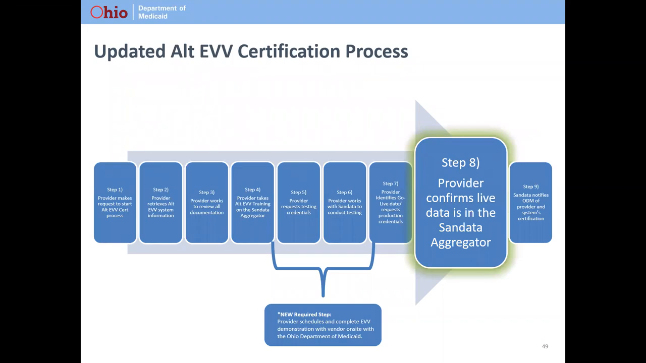Now there is a final step here before certification will be noted as complete and sent to ODM as complete, and it is step 8. It is one of the most important steps. Before a provider can be considered certified, after they go live, they must log into the SanData aggregator, look at the data that is showing up from their alternate EVV system, and then send a written confirmation to the alternate EVV certification support team that the data is correct.